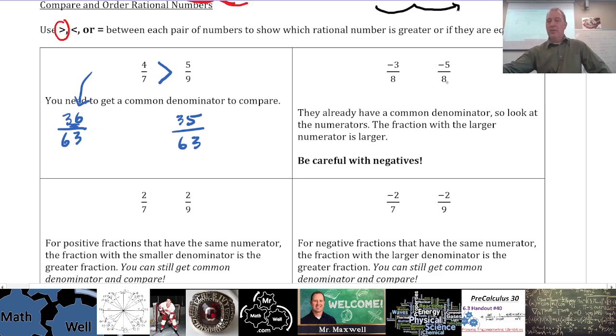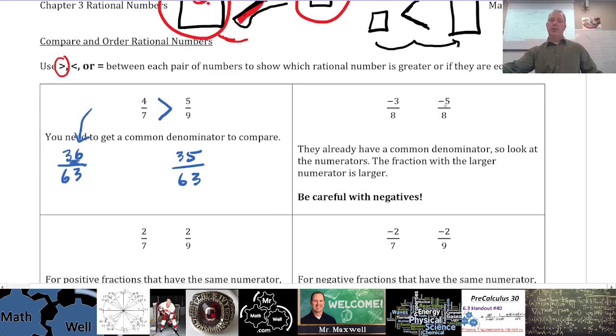So I have 8 pieces in my pie, or in my pizza, but I'm comparing negative numbers. So you have to be careful with negative numbers. With fractions that already have the same common denominator, we have to look at the numbers on the top, the numerators, and pick the larger numerator. Now, when we're dealing with negatives, I'll just use this line, you have to be careful that -3 is over here and -5 is over here. So the greater one is going to be closer to the right. So we go greater this way.